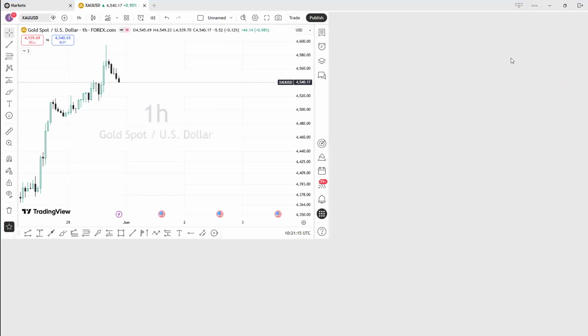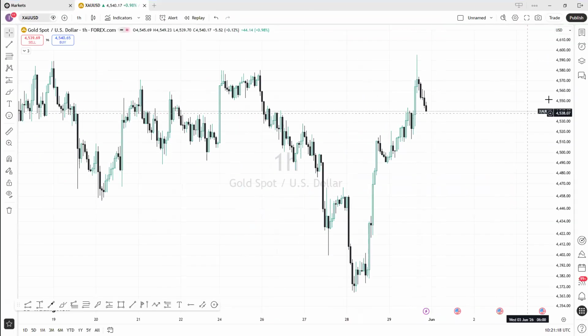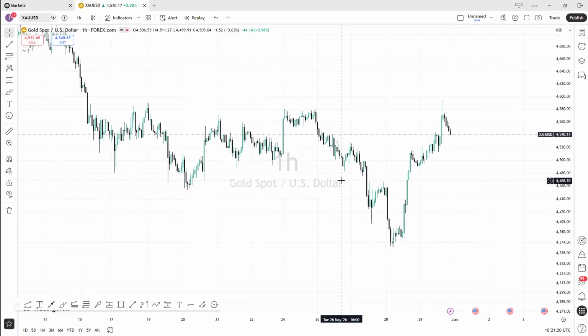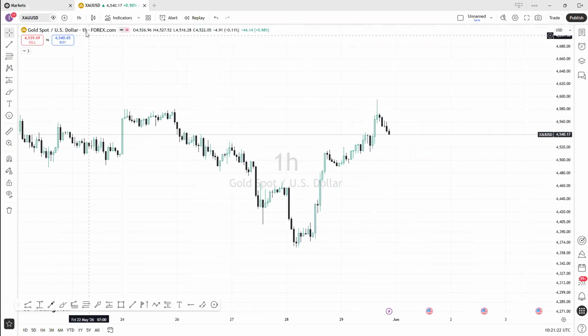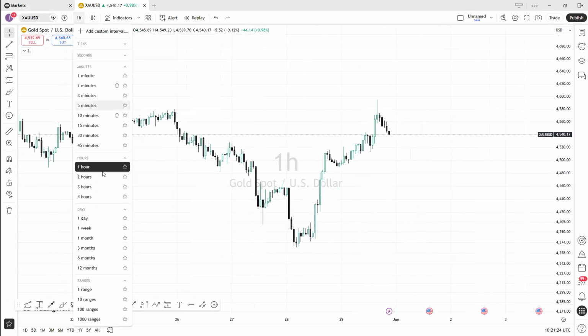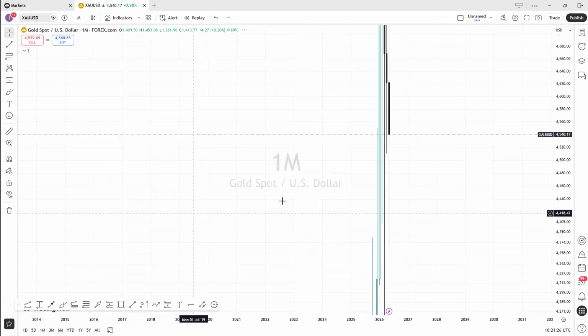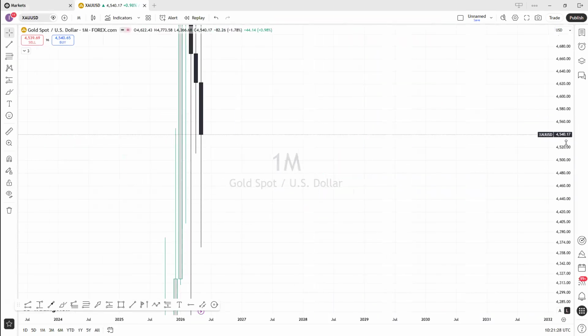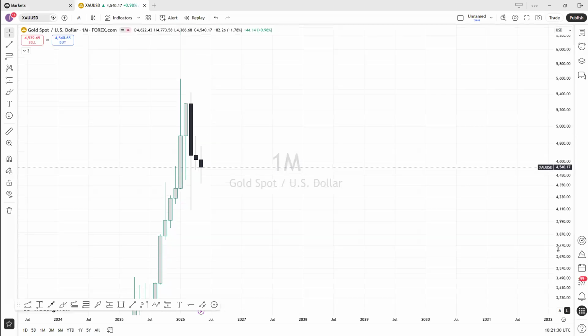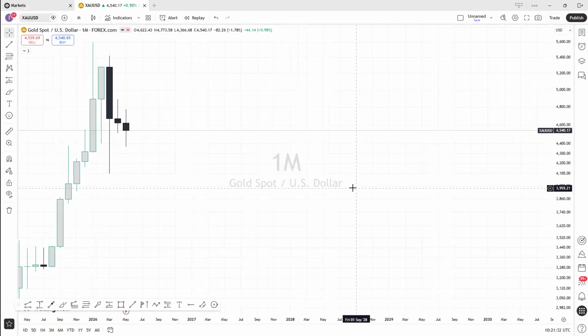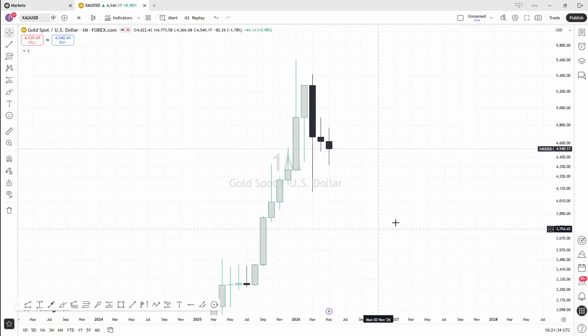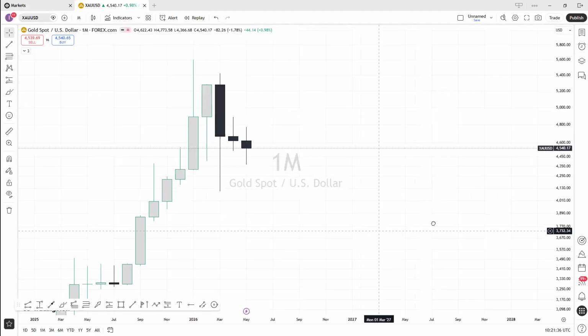So let us analyze from higher time frame to lower time frame on gold to get a clear picture on what will happen next week. On monthly time frame, we have this market structure. You can see very clearly we have this market structure.